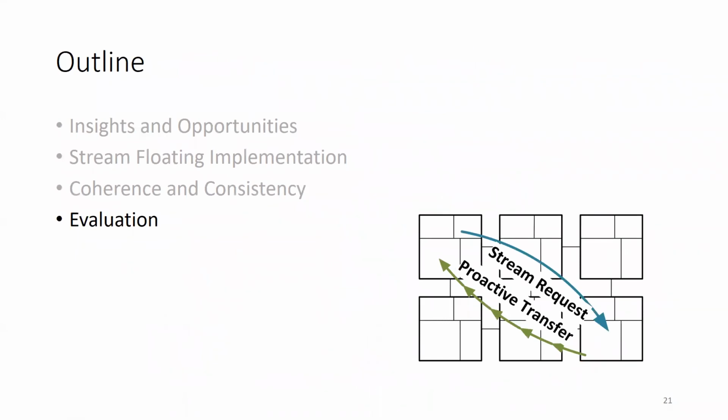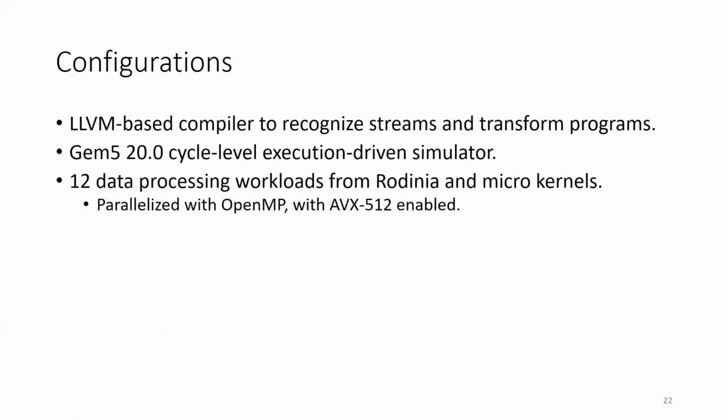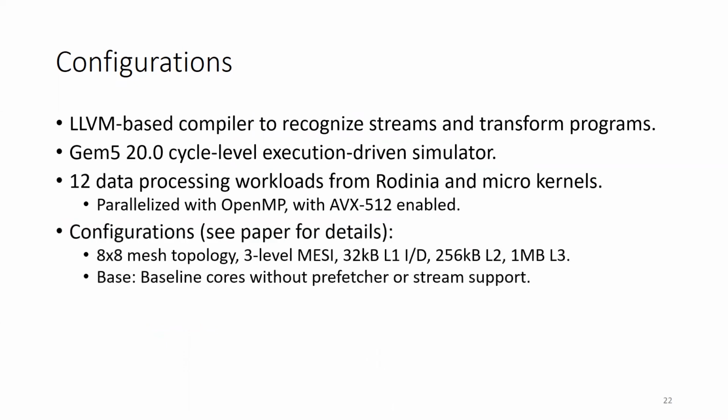For evaluation, we implement a compiler transformation for the stream ISA extension in LLVM to recognize streams and transform the program. We use gem5 version 20 for cycle-level execution-driven simulation. We targeted 12 data processing workloads from Rodinia and microkernels. They are parallelized using OpenMP with AVX512 enabled. As for configurations, we evaluate an 8x8 mesh topology with a 3-level cache hierarchy. The baseline core has no prefetchers or stream support.